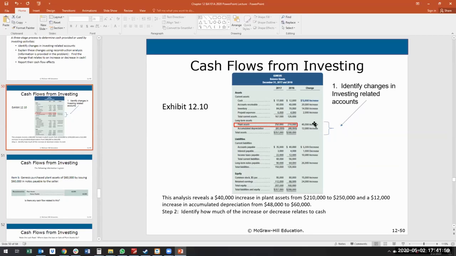And they'd give me some kind of underlying purchase detail. Oh, we purchased this much. We purchased $100,000 in assets. We sold this many assets. It's called an asset roll forward. And then using that, I would determine how this increase related to cash flows.